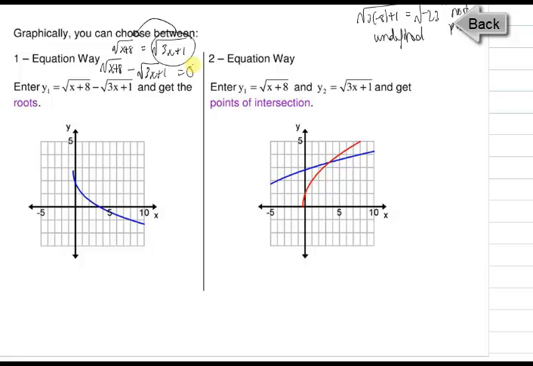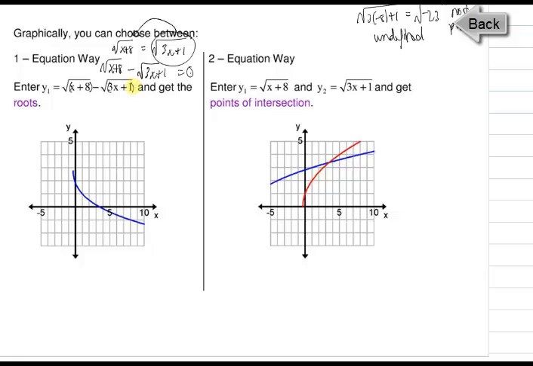Now remember from our unit on quadratic equations that when we had a quadratic equation that was equal to 0, the way that we would solve it by graphing was to write it in its function form, and so that means we need to replace the 0 with y. And so into your calculator you're going to enter y1 equals the square root of x plus 8 minus the square root of 3x plus 1.